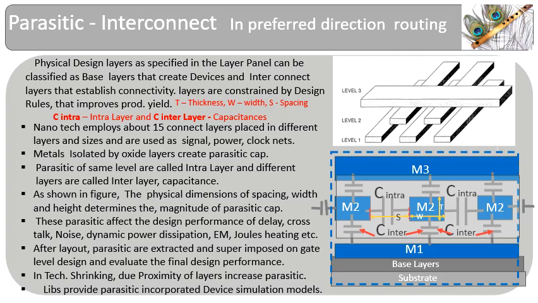Metals routed at different levels are isolated by oxide layers that result in the creation of net parasitic capacitances. Parasitic capacitance created between nets at the same level is called intra-layer capacitance, and between different level layers is called interlayer capacitance. As shown in the figure, the physical dimensions of spacing, width and height determine the capacitance magnitude. These parasitics affect the performance parameters of delay, crosstalk, noise, dynamic power dissipation, EM, Joule heating, etc.